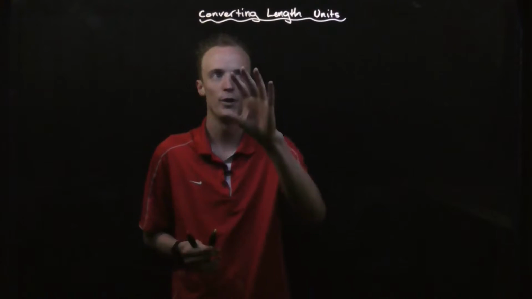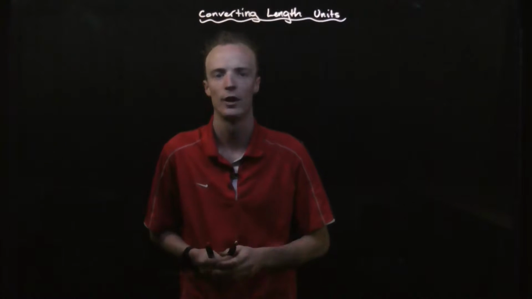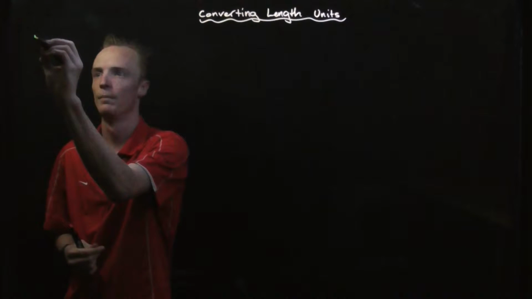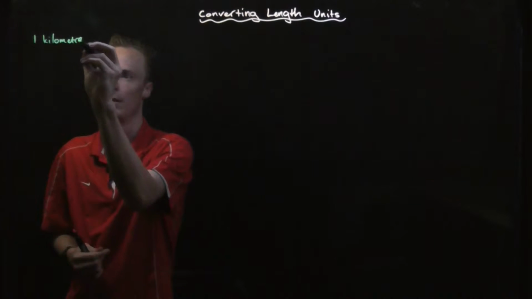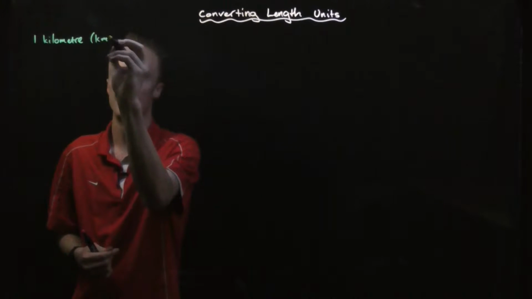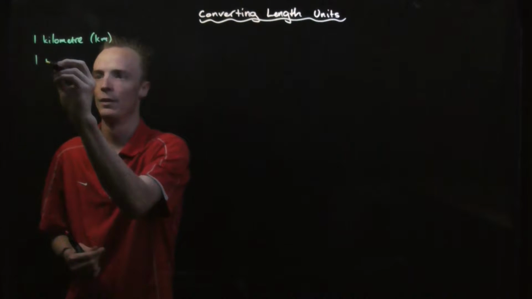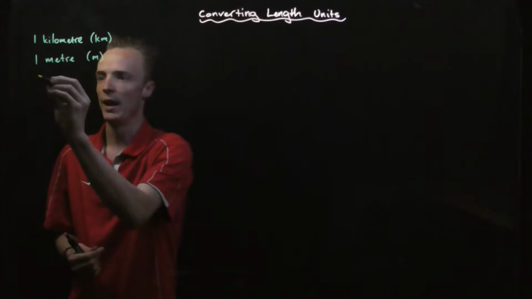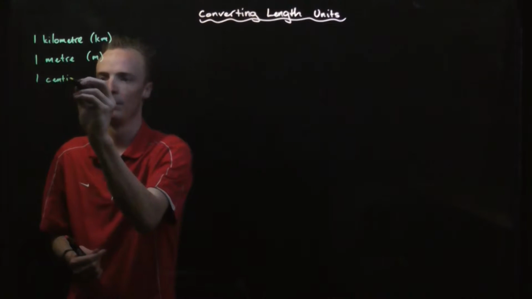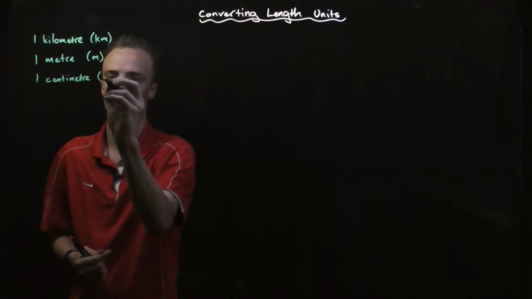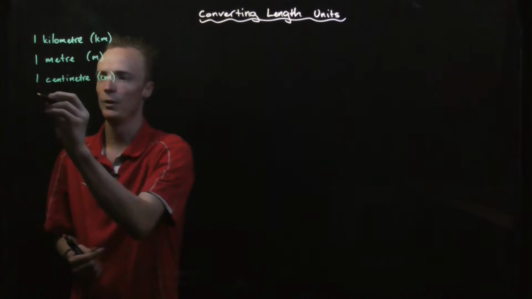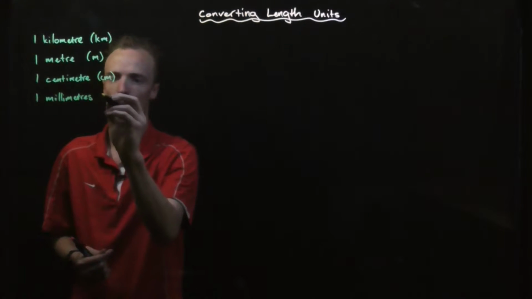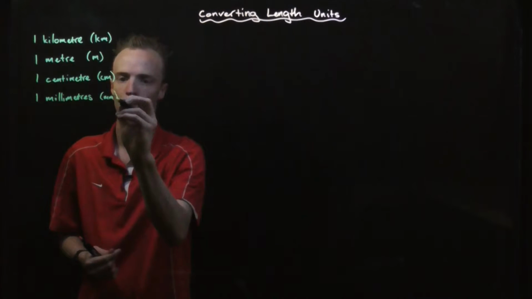Today I'm going to show you how to convert different length units between each other. Now the most common length units that we have are kilometres, which we refer to as km. We have metres, which we refer to as just m. We have centimetres, which we refer to as cm. And we also have millimetres, which we refer to as mm.